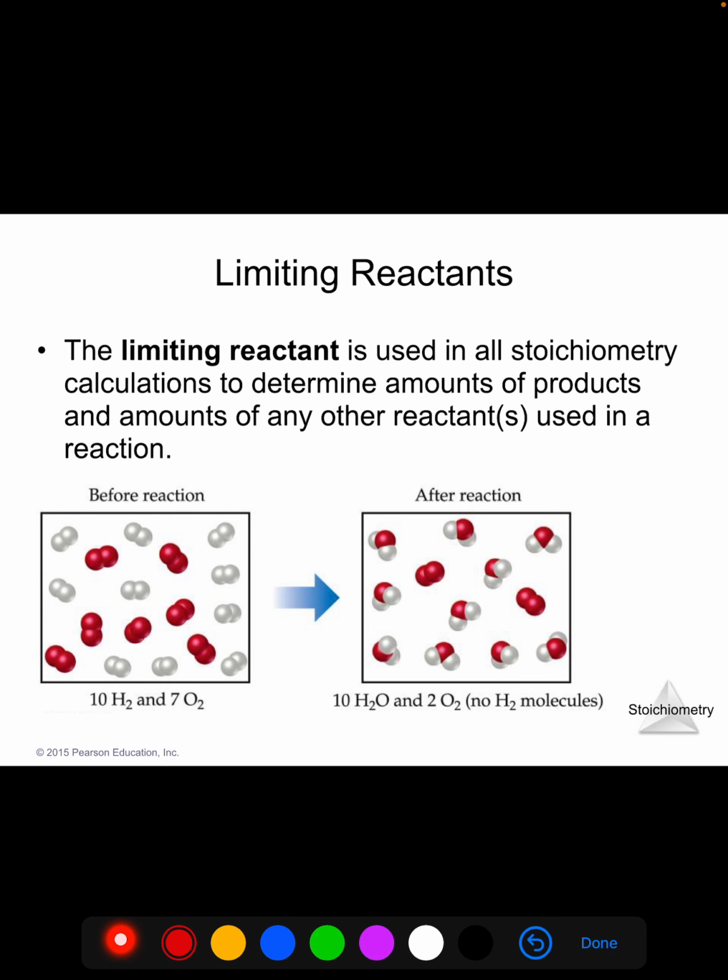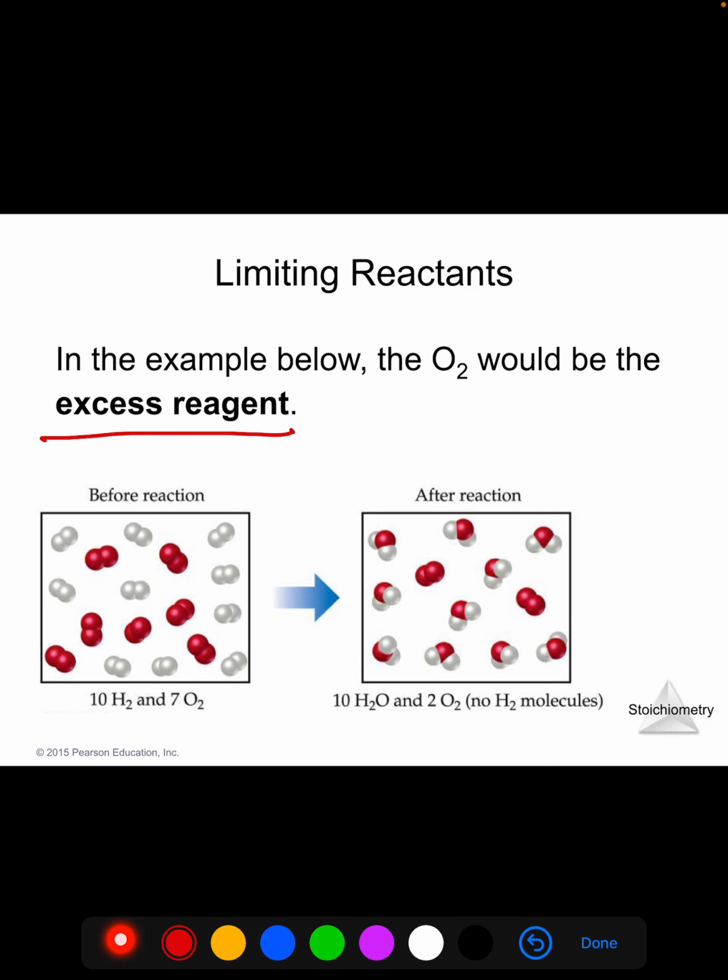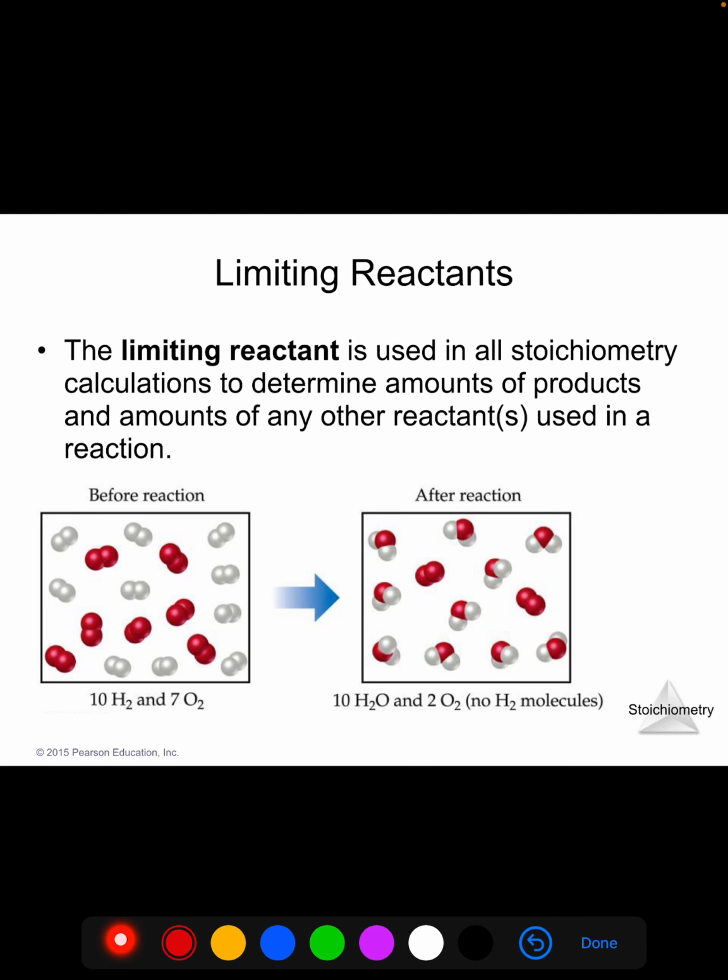Okay? So what determines how much water I make? The reason we determine the limiting reactant is it determines how much product is made. So I had plenty of oxygen, but only 10 hydrogen. And in our reaction, if I have 10 hydrogen, I'm going to make 10 waters. I might have some excess oxygen, but if I'm interested in how much water I make, I will have unreacted oxygen.